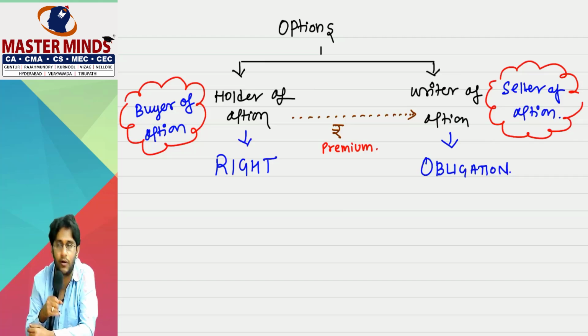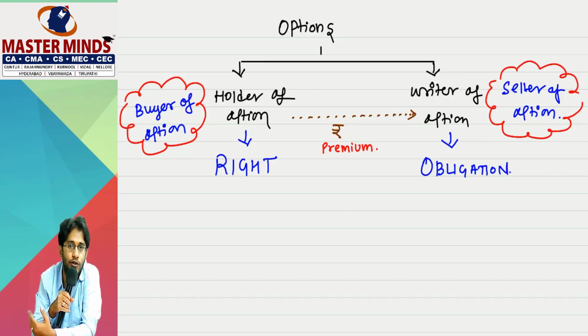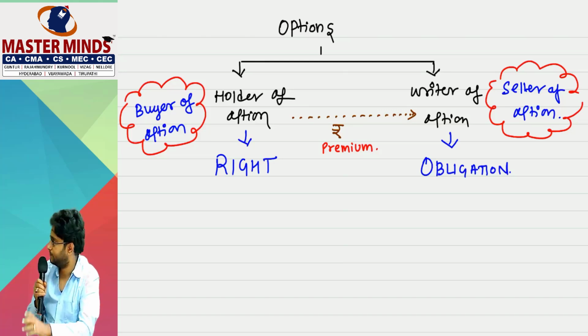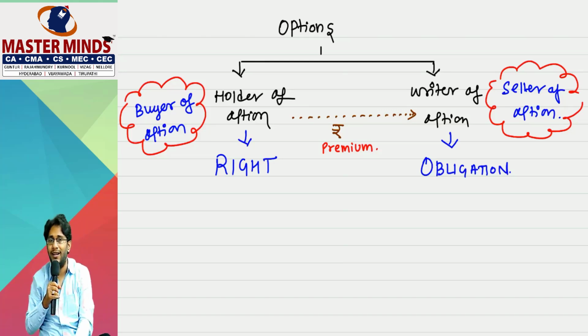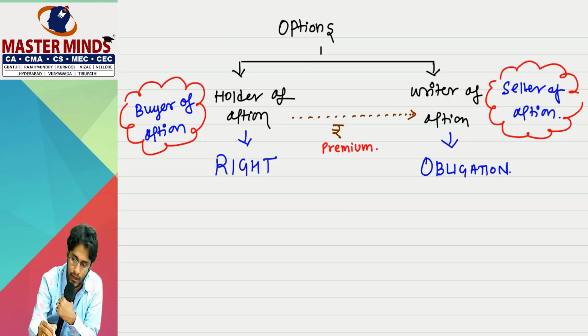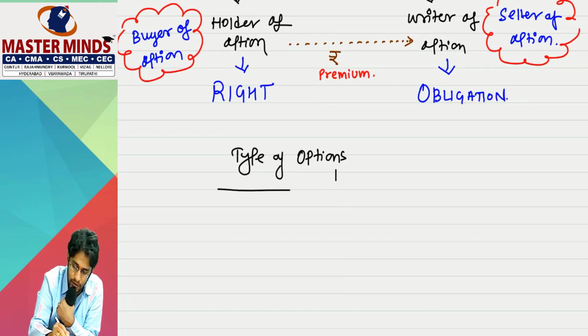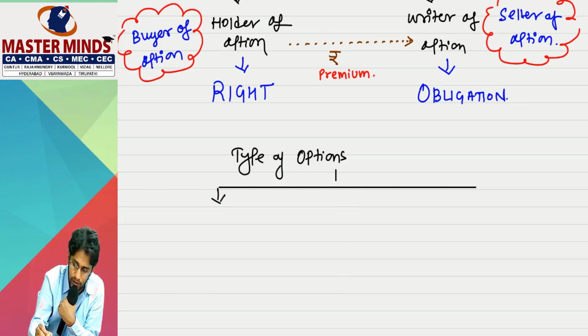If I should confuse you more, the buyer of an option is also said to have a long position. The word long is always associated with buy positions. Short is associated with sell positions. Sir, what right does he have? What obligation does he have? We will see next. For that, you should understand the types of options. In the earlier part we have seen options. Now, types of options. Many classifications are there, but the most important one is this. There are two types of options. One is a call option, the other one is a put option.